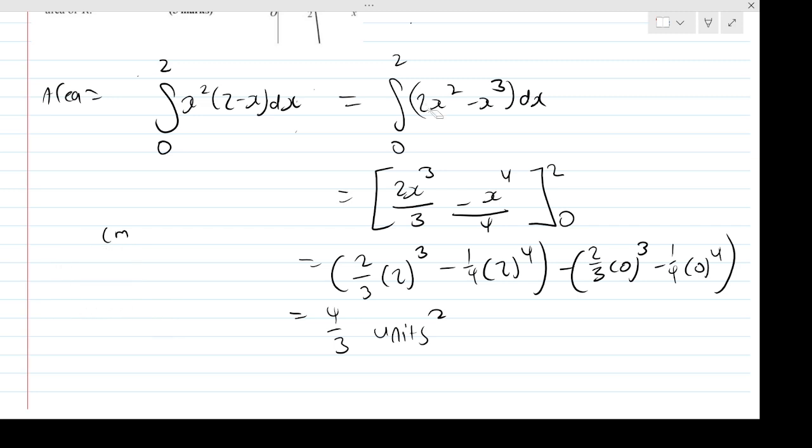We don't know what the units are. Obviously, it's just general. You don't have to even give that. You can just leave my answer as 4/3 if you want to. But we can add that on to represent units.